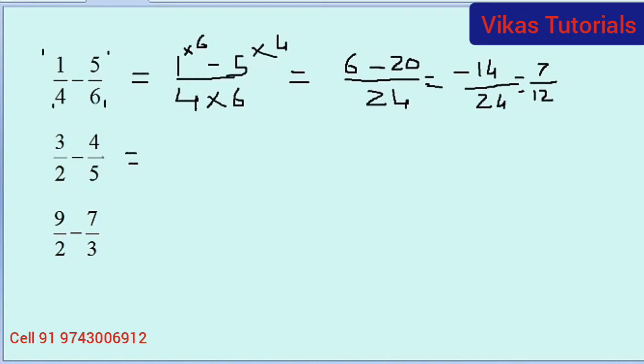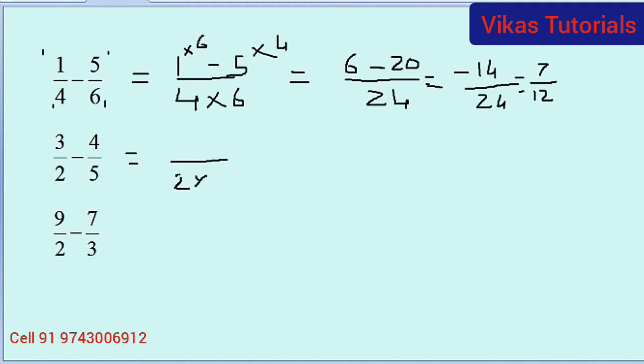Okay. Next example. 3 by 2 minus 4 by 5. Unlike terms, the denominators are not the same. So we will use the same trick. Multiply 2 into 5. 2 into 5 is how much? 10. Okay, I'll write it.